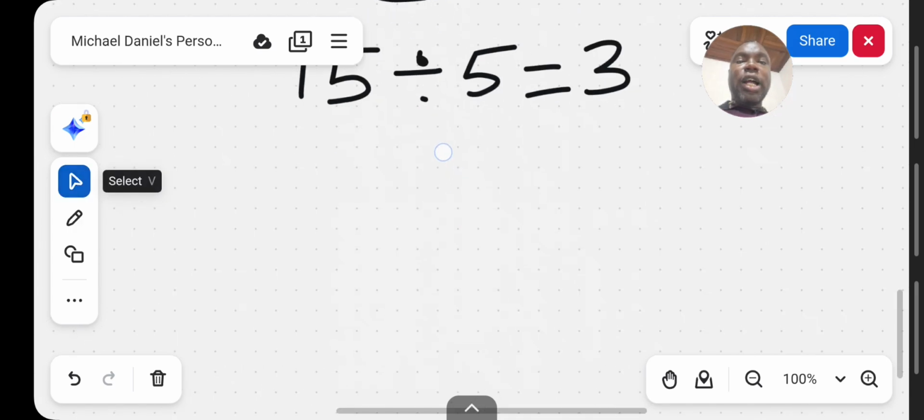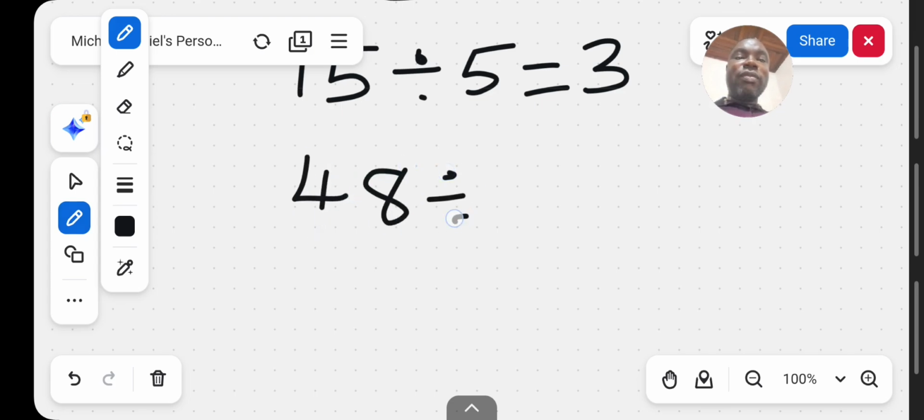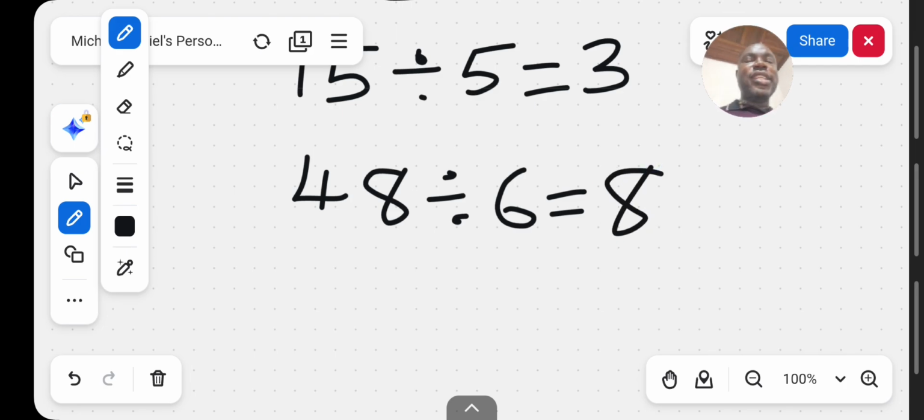So let's look at something larger. Let's say 48 divided by 6. Now, 48 divided by 6, what multiplication table would you read? 6 times. So 6 times 1 is 6. 6 times 2 is 12. 6 times 3 is 18. 6 times 4 is 24. 6 times 5 is what? 30. 6 times 6, 36. 6 times 7, 42. 6 times 8, 48. So that means 48 divided by 6 should be what? 8. It's just straightforward.